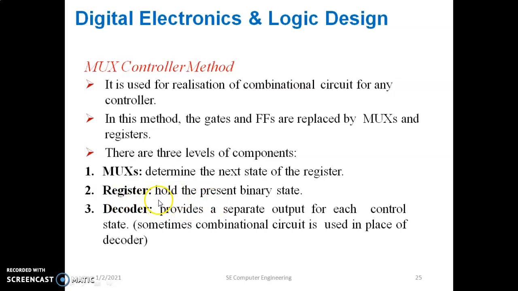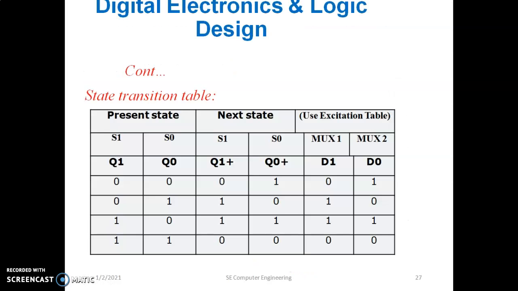But a register can hold n number of bits, and when you want to store n bits of information, you can use registers. And what does a decoder mean? It provides a separate output for each control state. Sometimes a combinational circuit is used in many places of the decoder. So at that time we can use the concept of the decoder.